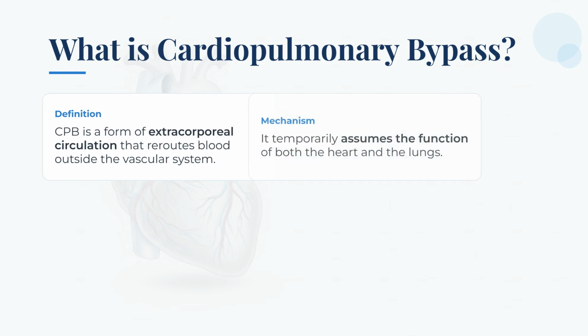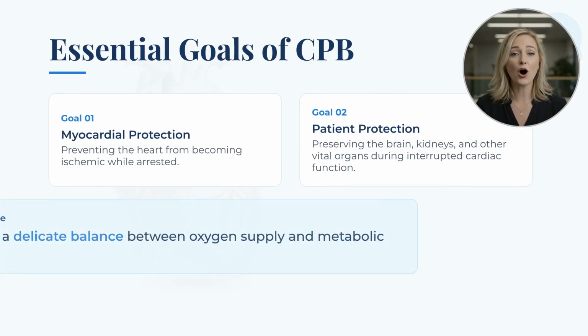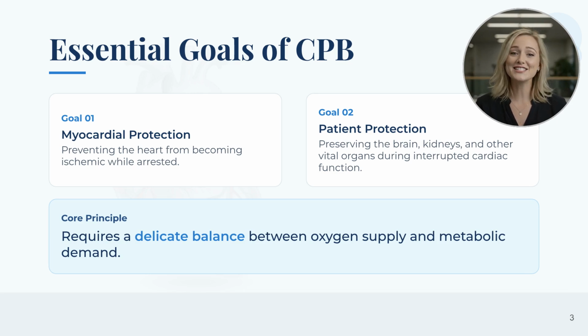Cardiopulmonary bypass is a method of extracorporeal circulation that temporarily performs the functions of the heart and lungs. Its primary goal is to create a motionless, bloodless field for surgery while maintaining essential oxygenation and perfusion. The essential goals of CPB are myocardial and patient protection. This is achieved by maintaining a delicate balance between the patient's metabolic demands and oxygen supply, particularly when cardiac function is interrupted.